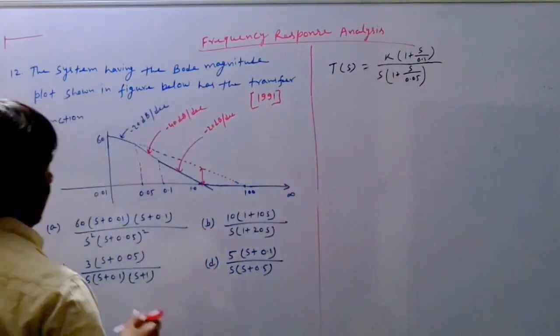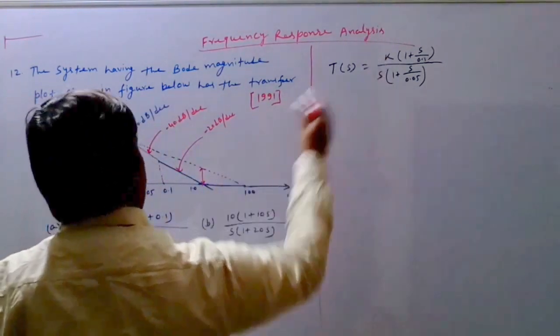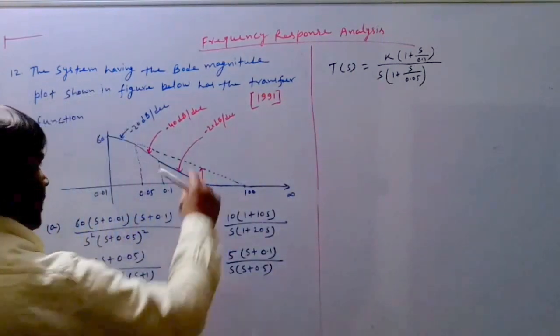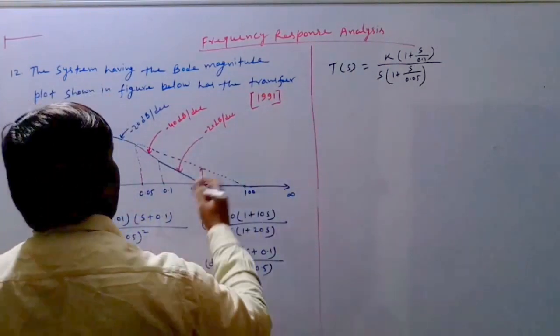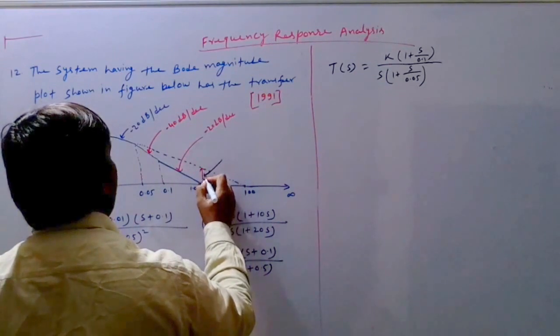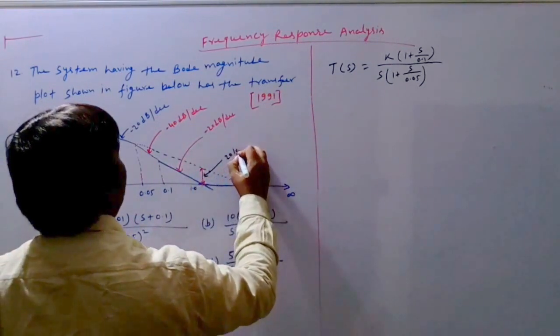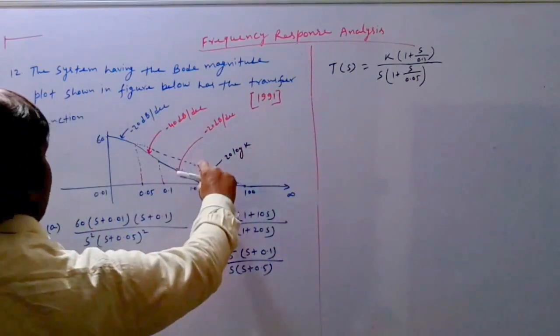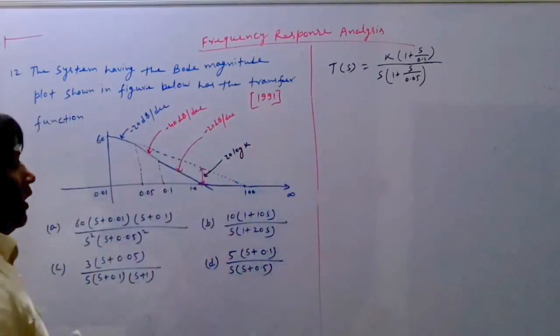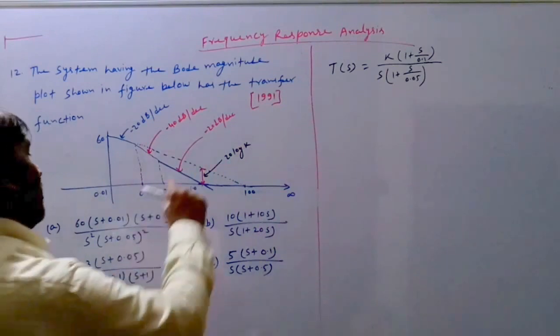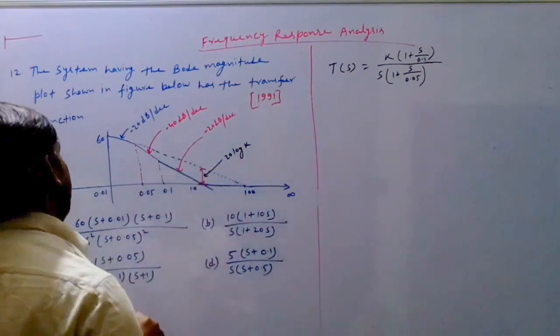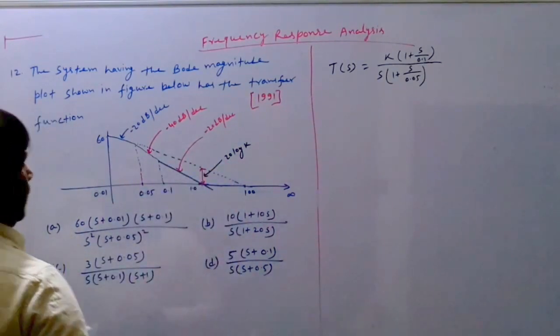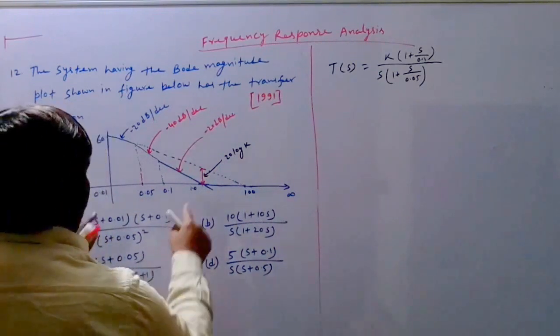So now we have to calculate this k. So this uplift is due to 20 log k. So this 20 log k is only responsible for this much uplift. Now we have to calculate how much is the value of this. Now what is the value of this?